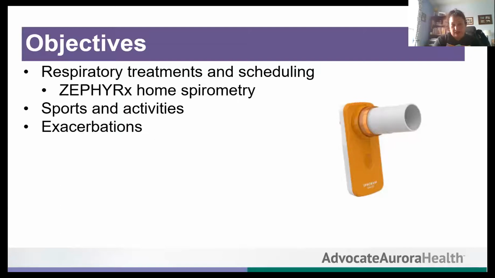I just wanted to quickly go over a couple of things about going back to school with treatments. So today we're going to cover respiratory treatments and scheduling, finding time to fit in all of our treatment plan, the Zephyr home spirometer that was sent out from the foundation, sports and activities, and exacerbations.